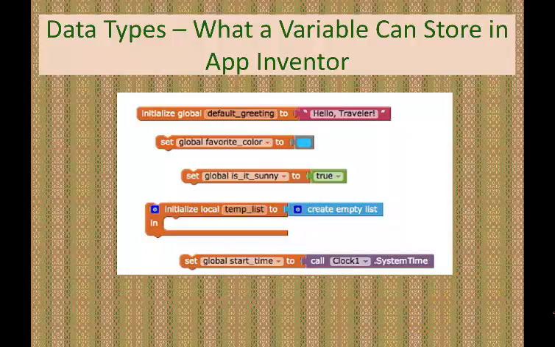What are some of the data types that you can have in App Inventor? Well, here is an example of assigning a string to a variable. Here's another example, assigning a color and a Boolean and a list. We'll get to that later, and even a time. So you'll see that quite a variety of data types are available to you.